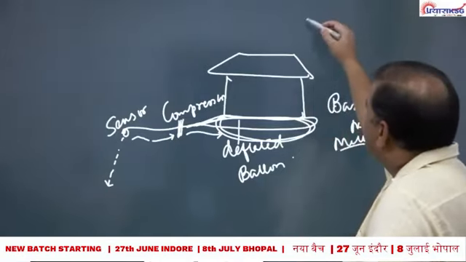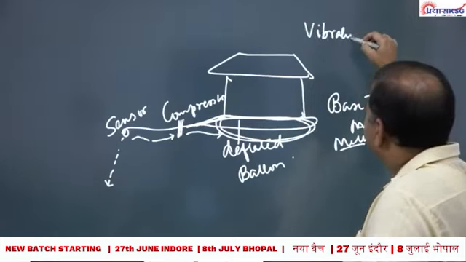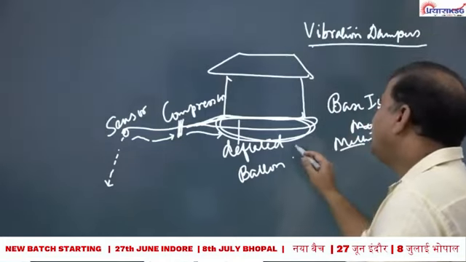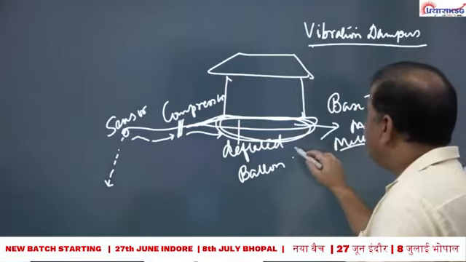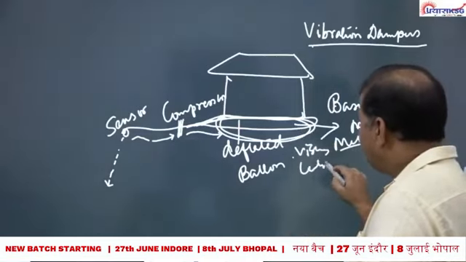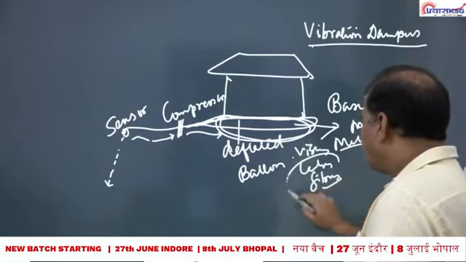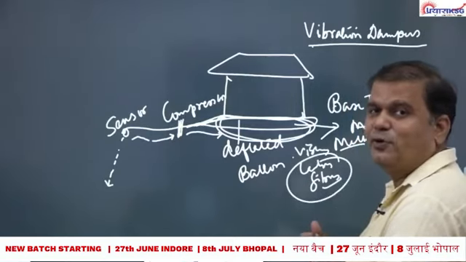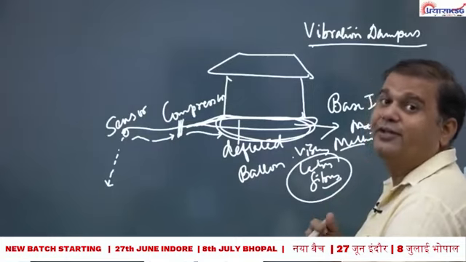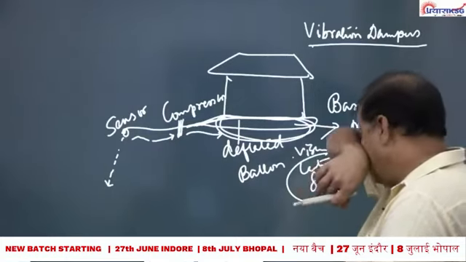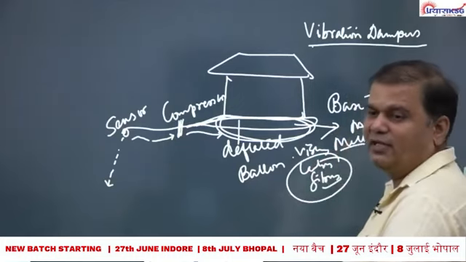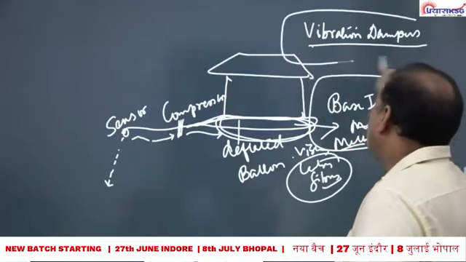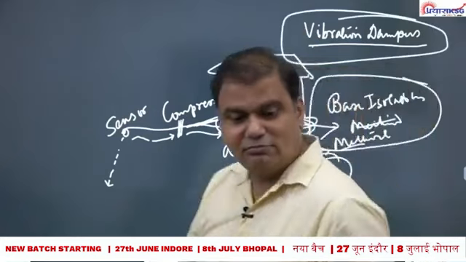And the second method is what? Use of vibration dampers. It means that near the base of the building we can put viscous liquid or carbon fibers. Now these viscous liquid or carbon fibers would be acting as what? They would be acting as vibration dampers because they would be responsible for absorbing the seismic waves. Clear? So earthquake resistant buildings can be developed with the help of two techniques. One is called the base isolation method and the second is called use of vibration dampers. This you have to know. Is that clear?